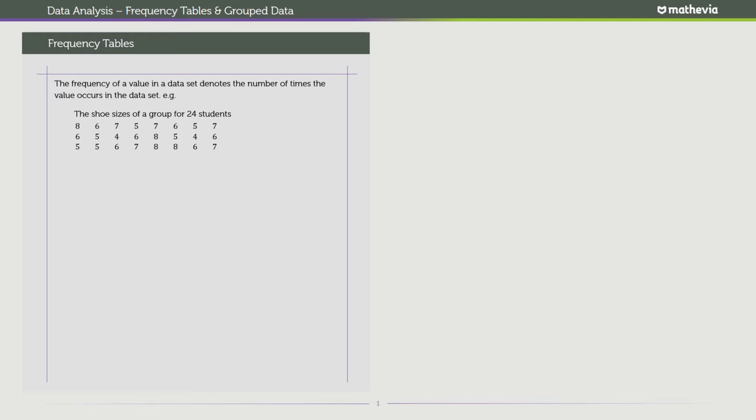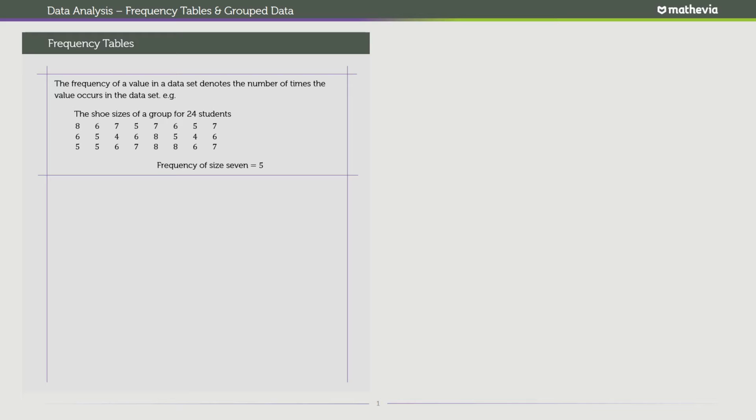For example, we have this data set here, and basically what we have here is the shoe sizes of a group of 24 students. So we have some size 4 students, size 5, size 6, students who wear size 7. I think we have students who wear size 8 as well. Let's look at size 7. I think we have 1, 2, 3, 4, 5 students who wear size 7. Quite simply, the frequency of size 7 is 5 because we have size 7 occurring 5 times in our data set. Very simple.